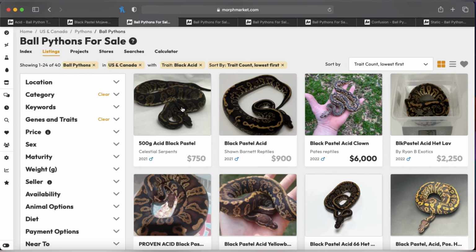So let's click on this little guy right here. That's listed at $750. There's a black pastel acid clown right there. It's a really neat looking animal. So once you add clown into acid and black pastel, we can get some really, really neat clown black acids. Be a pretty expensive snake.